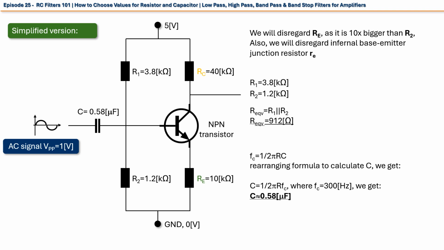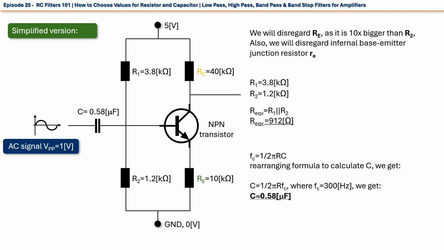Also, we are totally going to disregard emitter resistor Re and the internal base-emitter equivalency resistance, and we are going to calculate the equivalency resistance for what the AC signal sees by just using resistors R1 and R2 in parallel. So, if we do the math, we get that the equivalency resistance, by just using resistors R1 and R2, equals 912 ohms. Calculating the capacitance value for capacitor C, using 912 ohms equivalency resistance, gives us 0.58 microfarads.